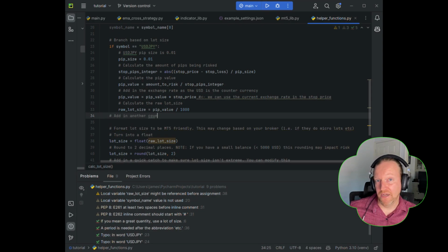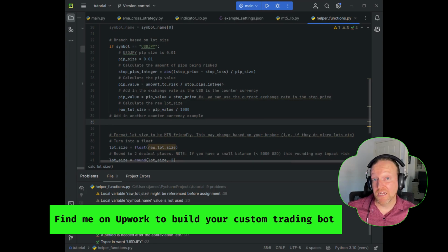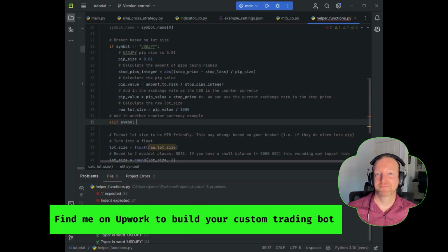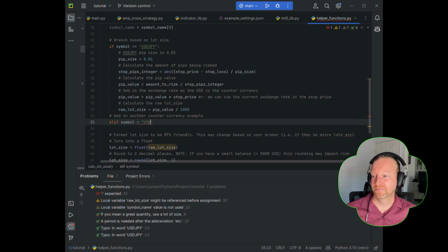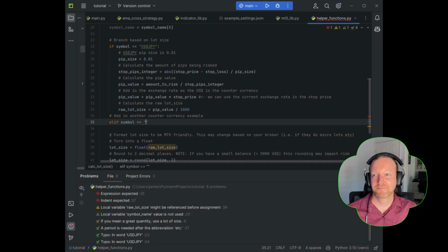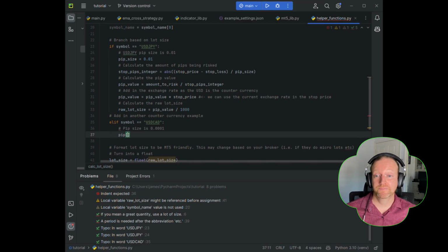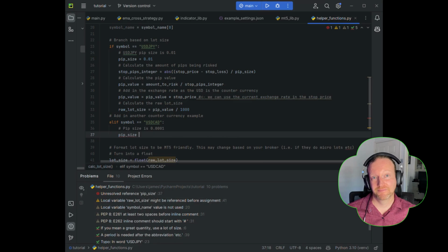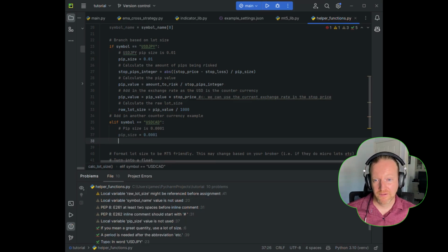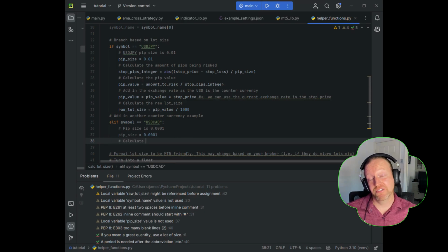Now, what I'm going to do now is add in a different currency. This currency is, again, still the USD first, but this one is going to be the Canadian dollar, because that has a different pip size. And I just want to show you what that looks like. Okay, so you can see there, I declare the pip size to be 0.0001 rather than 0.01. And then the rest of the function is largely the same as the USD JPY.